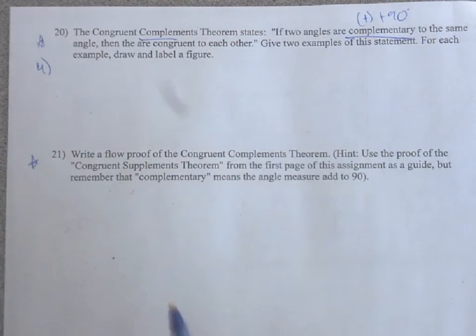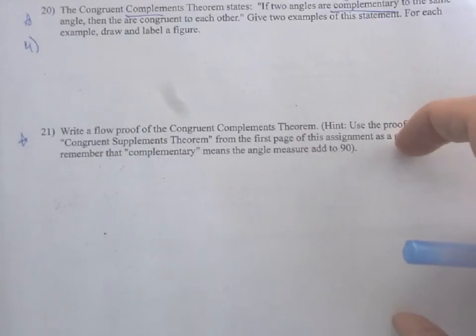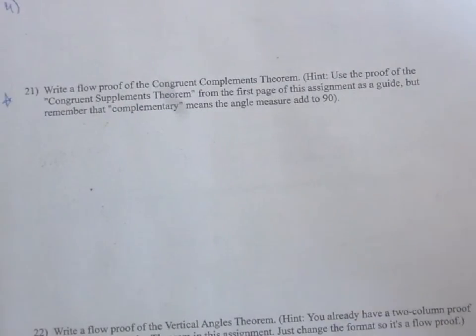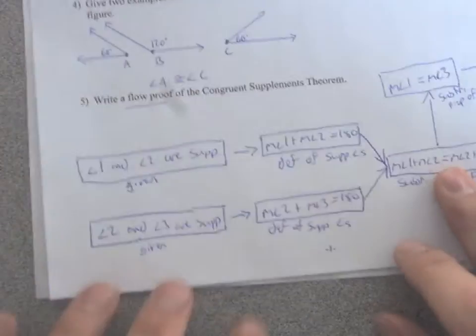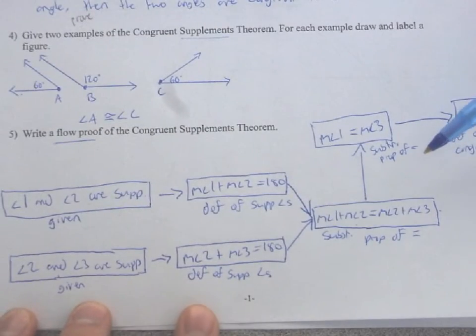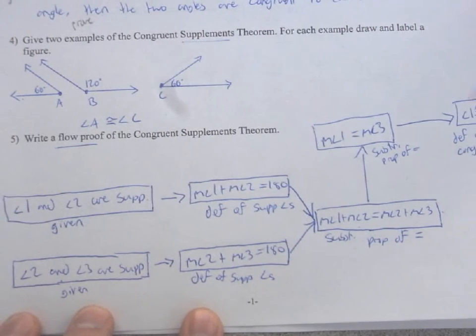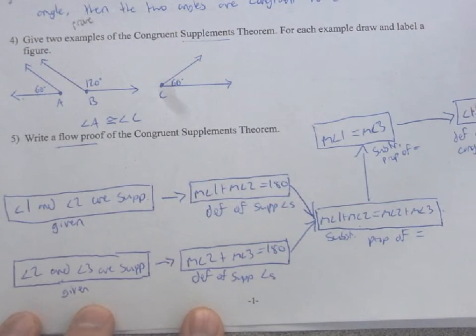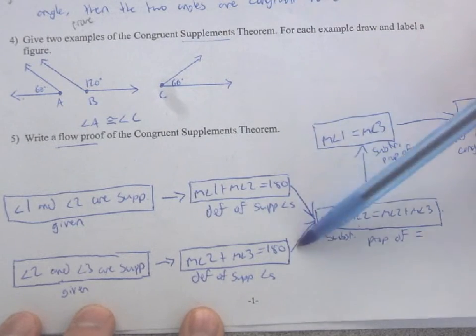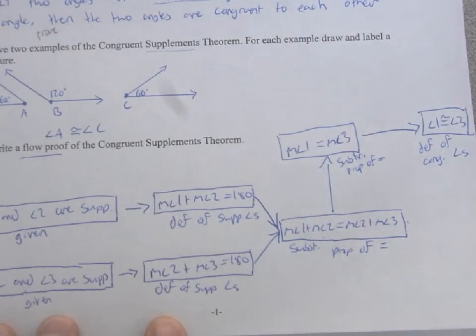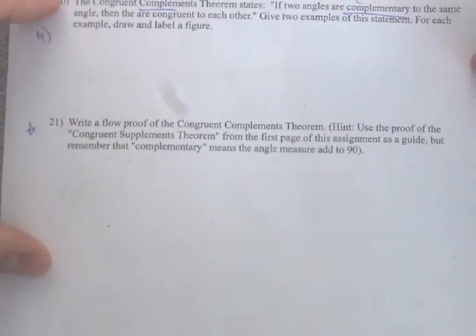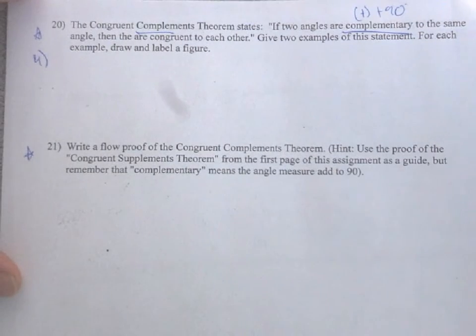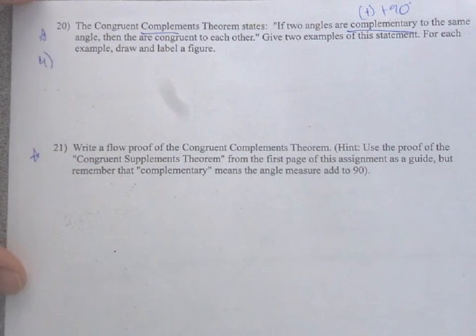Okay, likewise, 21, you're going to write a flow proof, right? But that's going to be a little tricky because proofs are kind of hard. However, if you go back and look at number 5, you have a flow proof of what this looks like. So your flow proof for number 21 is going to be almost exactly the same as this one. The only difference is it's not going to say 180, it's going to say 90, right? Because complementary angles add up to 90, not 180. All right, so use 4 and 5 as a template to help you get 20 and 21. Very, very similar. The only difference is in 20 and 21, we're talking about angles that add to 90 instead of angles that add to 180.